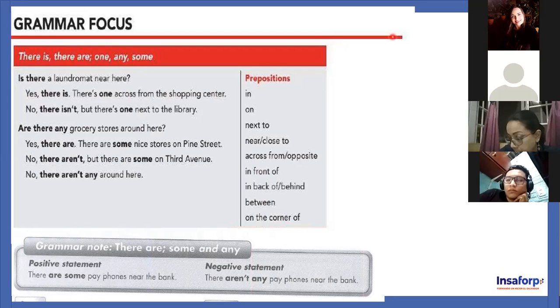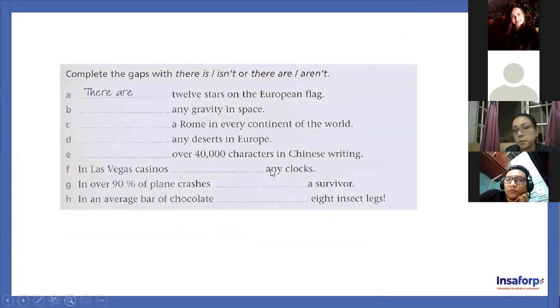Okay, so guys, let's continue. And we're gonna have some practices, right? To identify there is and there are. Okay, we're going to use there is in this case, there isn't, or there aren't. Can you have a good example?